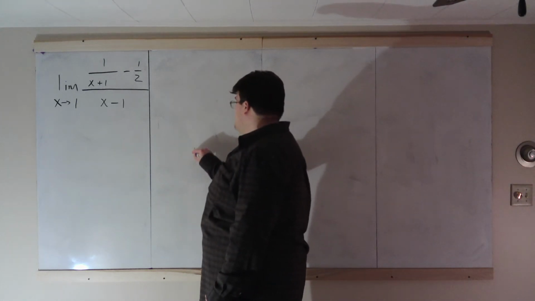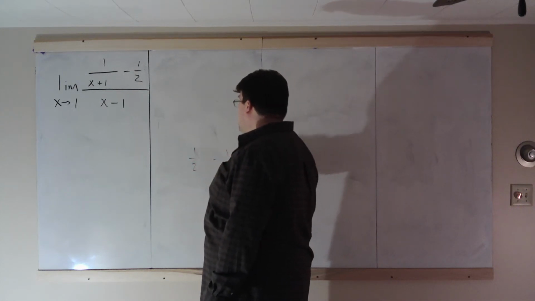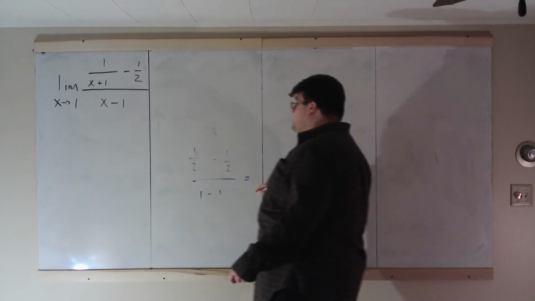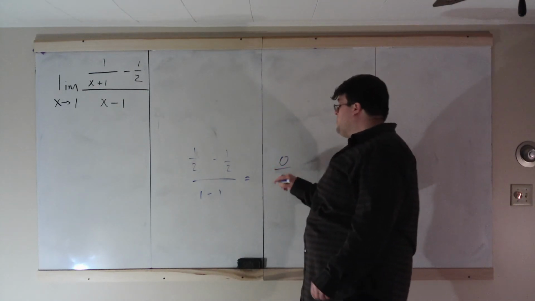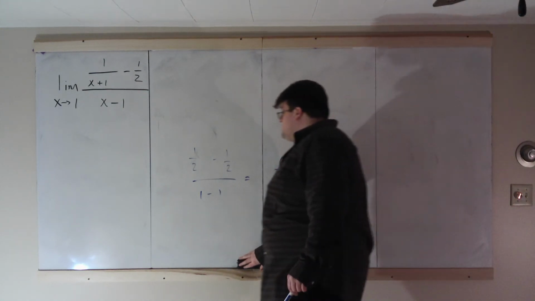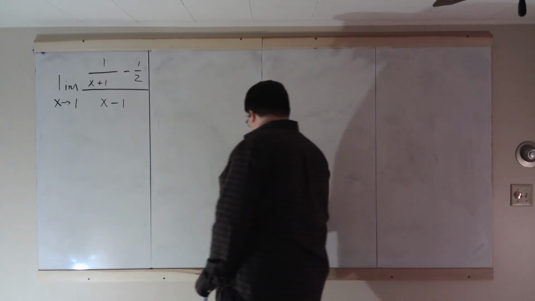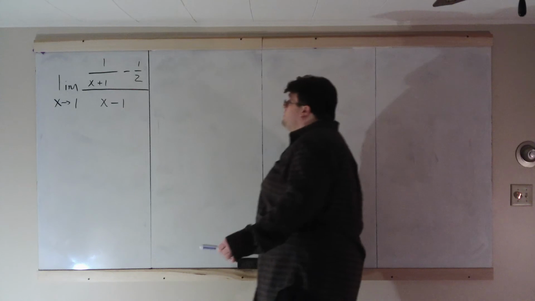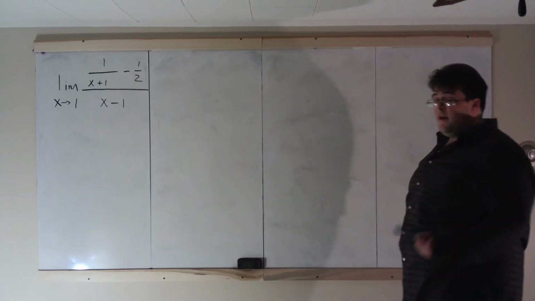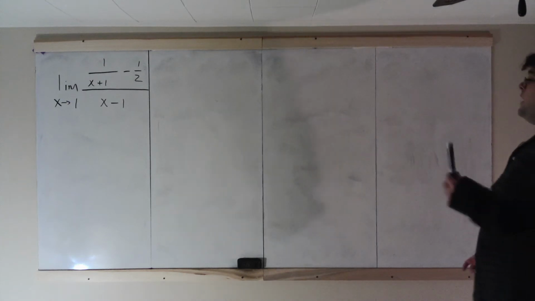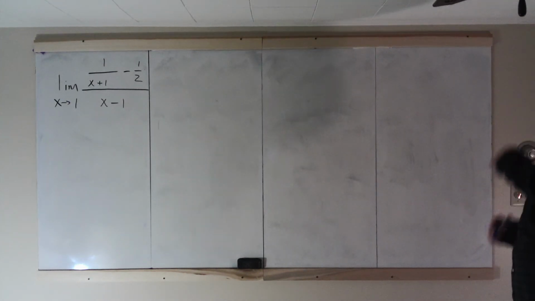Well, in the numerator, you get 1/2 minus 1/2. In the denominator, you get 1 minus 1. 1/2 minus 1/2 is 0. 1 minus 1 is 0. So we get a 0 over 0. And here, we'd like to get rid of that 0 over 0. We'd like to apply case 3 and get rid of 0 over 0. How can we do that?